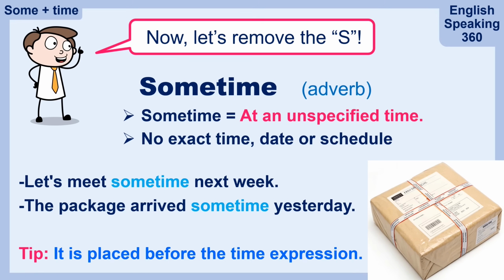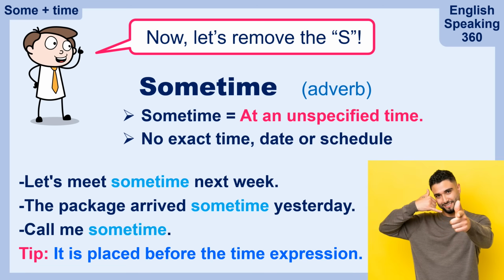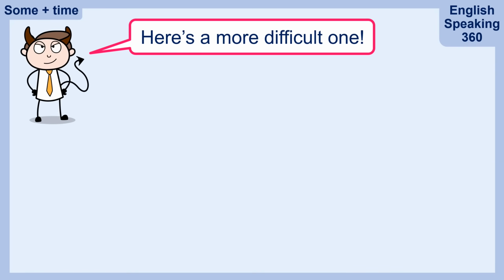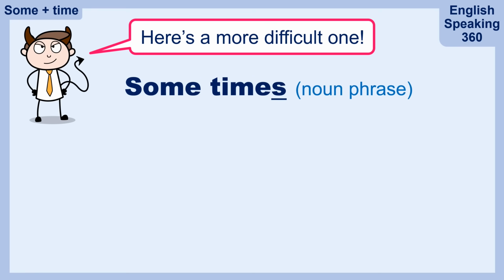But sometimes there is no time expression. So we just put it at the end of the sentence. Call me sometime. Call me sometime in the future, whenever you want. Here is a more difficult one.